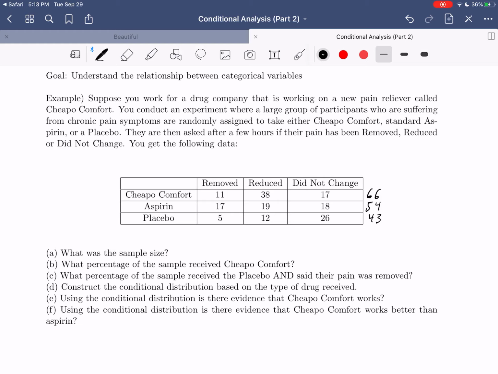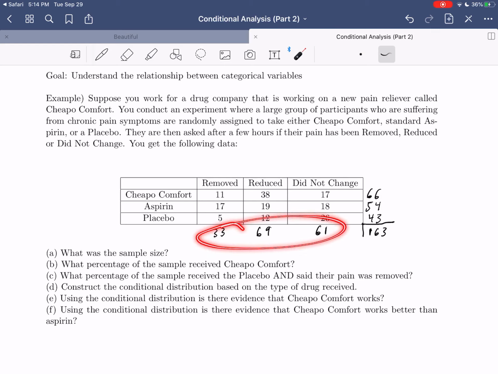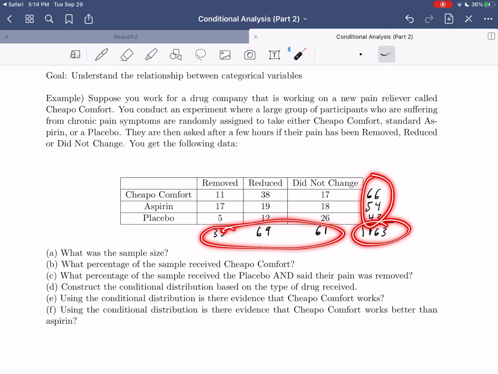And then the column totals, 11 plus 17 plus 5, that's 33. 38 plus 19 plus 12, that's 69 there. And 17 plus 18 plus 26, we should get 61. Then we can get the table total. We can check if we add these up, 66 plus 54 plus 43, we get 163. You can confirm that if you add up this way, 33 plus 69 plus 61, you of course also get 163. The sum of these has to be the same as these because the table total has to be a constant value.